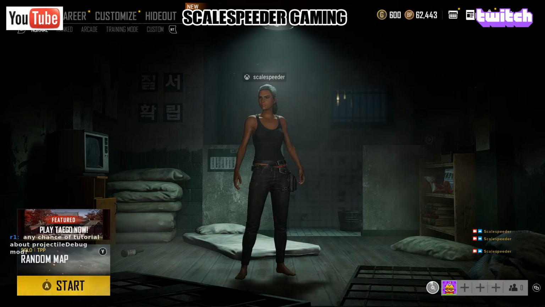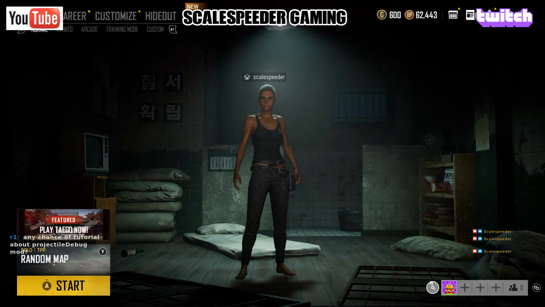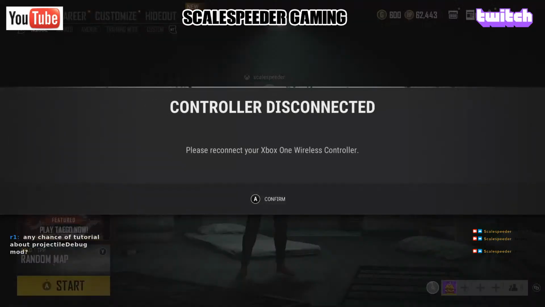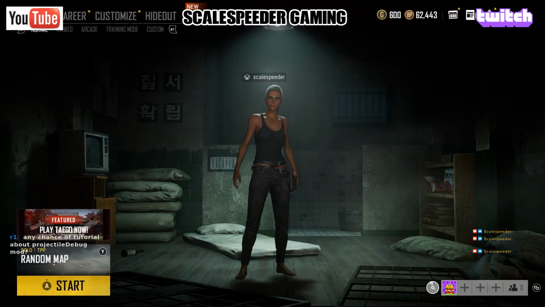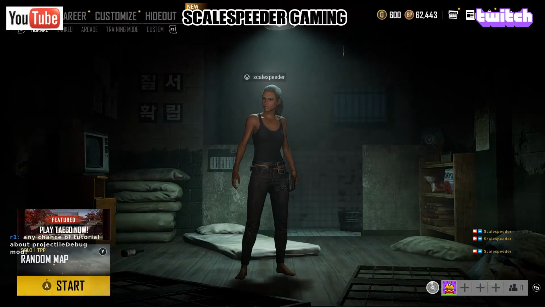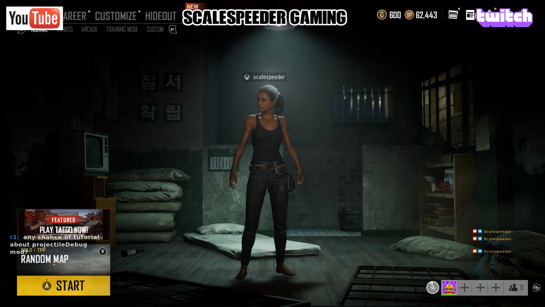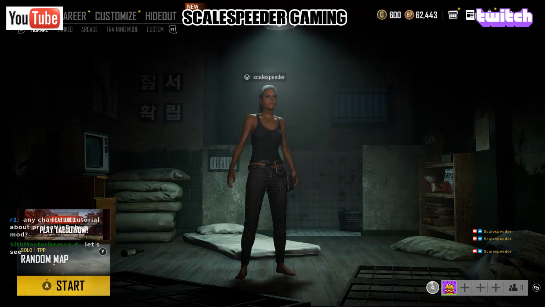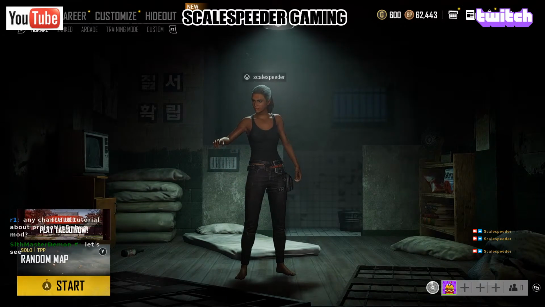R1 says, any chance of a tutorial about projectile debug mod? I've got. It just turned itself off. Is that the mod? Is the projectile debug mod the one that Wobo uses?